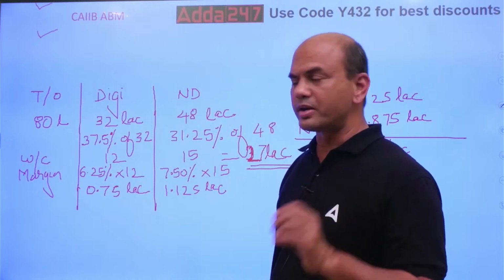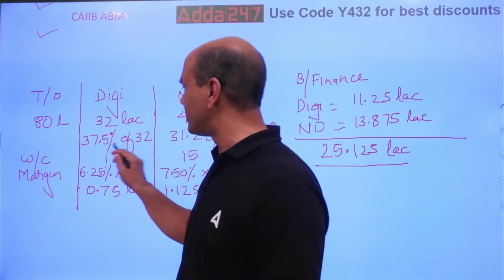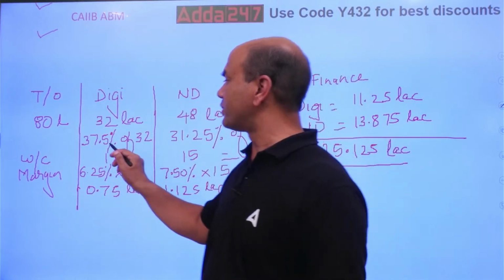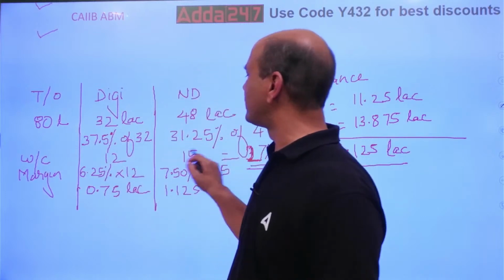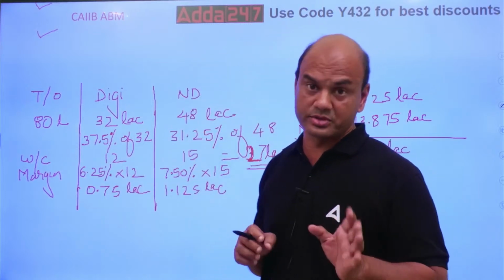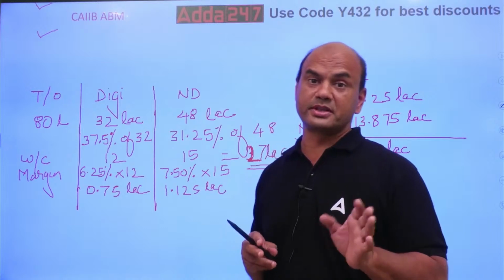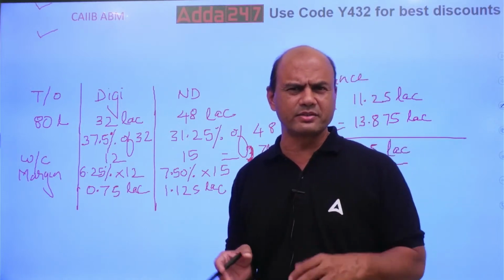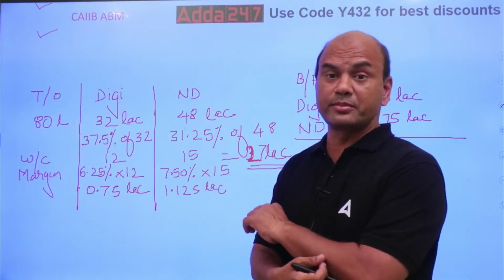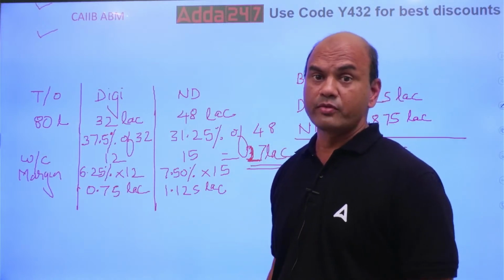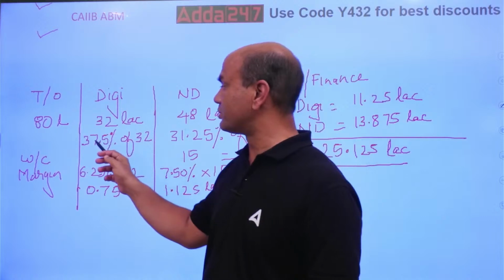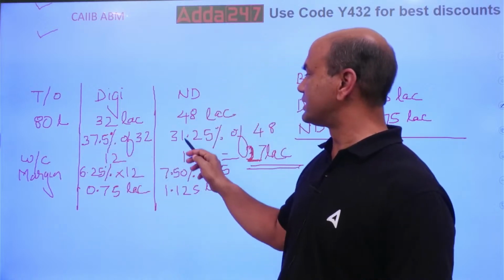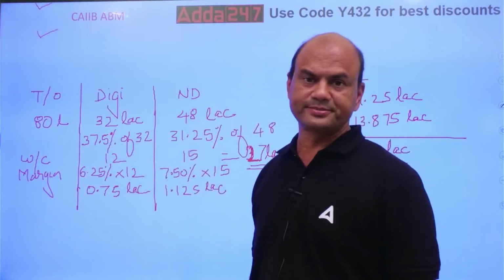Now the difficult part over here is this. This you will have to remember. 37.5% and 31.25%. This is given in your books. These are the percentages. I'll show you that also, what is given in your book. An example is given, so this example you will have to follow. For digital businesses, it is 37.5% and for non-digital it is 31.25%.